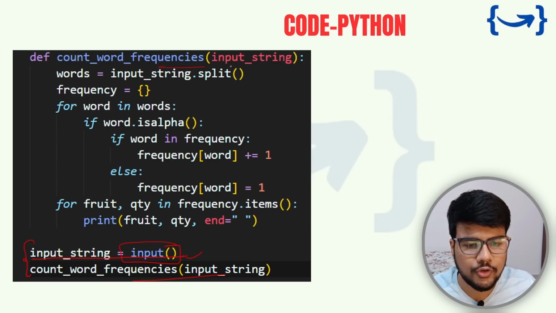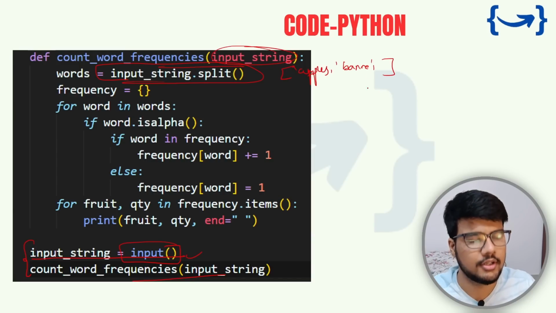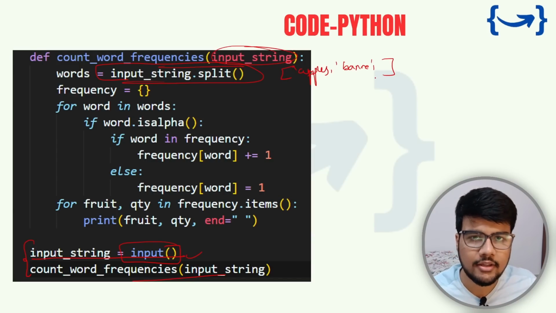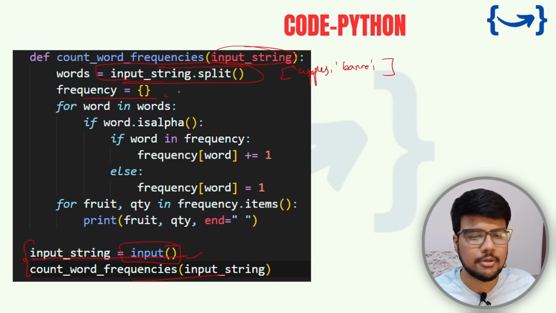Now the count frequency function will have a string in it. Now I'm splitting it. What split will do is, it will segregate all the apples, bananas by themselves, so every word becomes an element inside a list. Now I have an array. Now I just need to put it into the hash map and I'm done. So I initialized the frequency hash map.